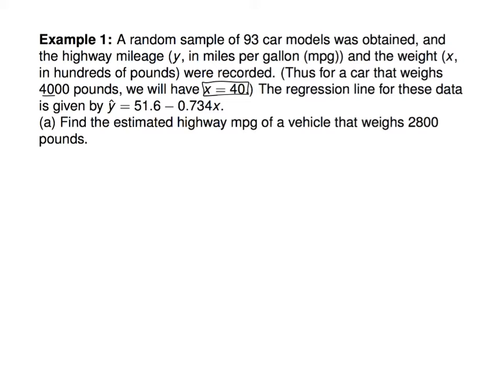And what comes out is this regression line. Y hat is 51.6 minus 0.734x. And we see the association is negative, as we expected. We thought that as weight goes up, MPG will go down, so that's certainly happening in this equation. So first, find the estimated highway MPG of a vehicle that weighs 2,800 pounds.